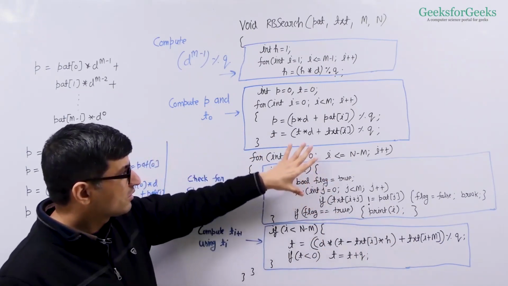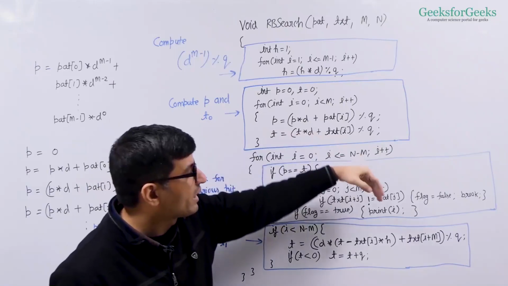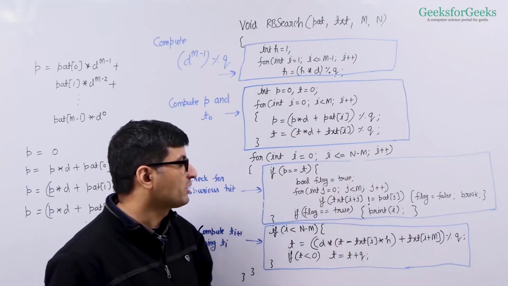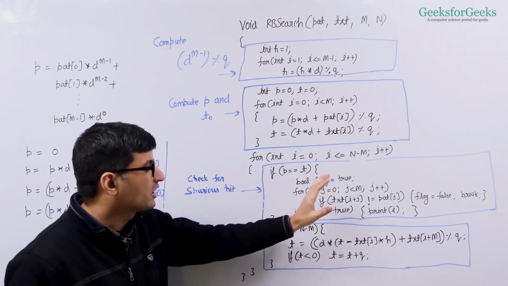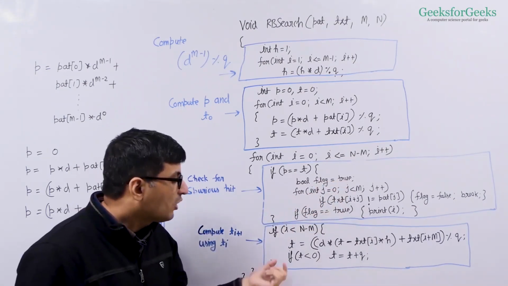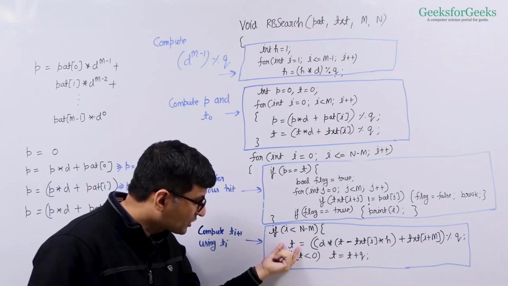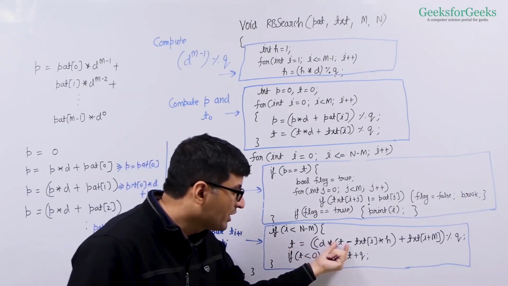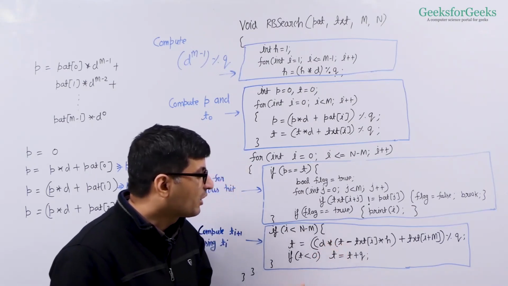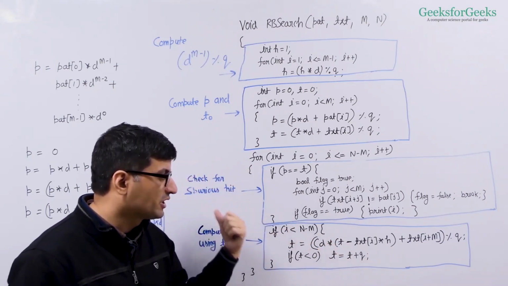So this is normal sliding window, sliding over the text one by one, and then comparing the pattern and text. If they match, then we simply print. Now we need to compute the hash function for next iteration. We compute the value of t using the previous value of t. And we use the same function that we just discussed.